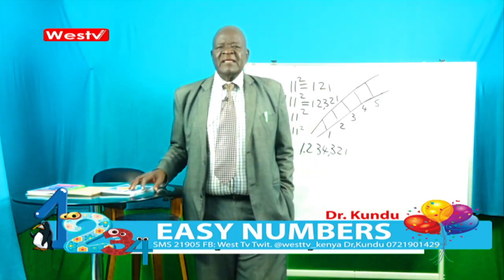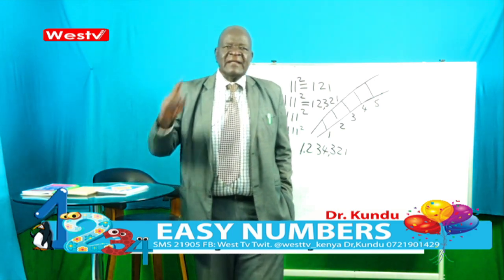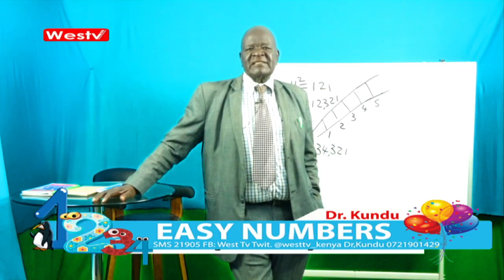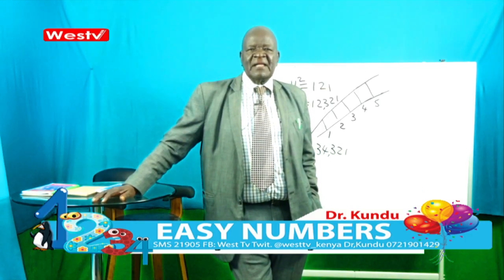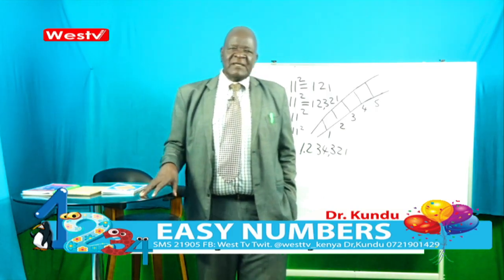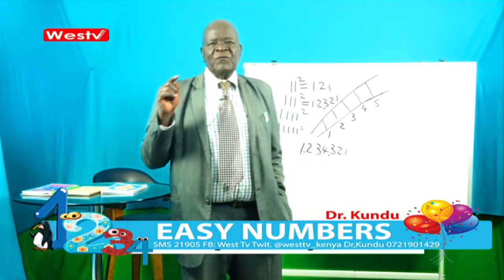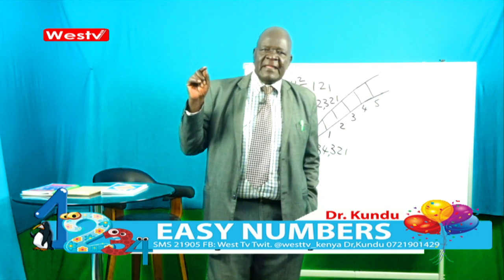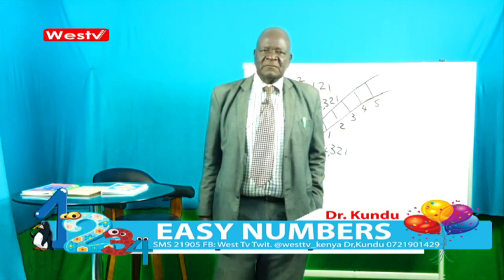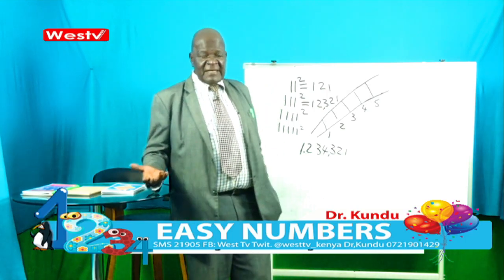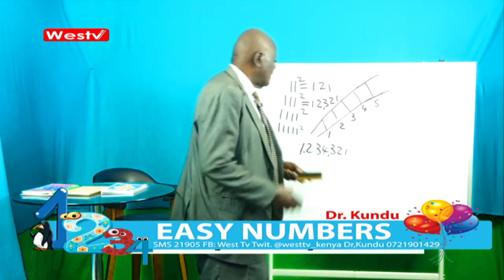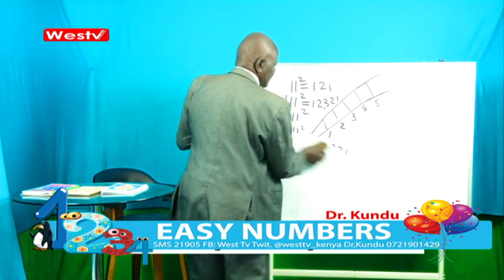111,111,111 is a number with 9 digits. It has 9 ones in it. And therefore, you are then going to have the answer as 1, 2, 3, 4, 5, 6, 7, 8, 9, 8, 7, 6, 5, 4, 3, 2, 1. And many of us can read that number. Let me write this number on the board. Many of us will not be able to read this number.